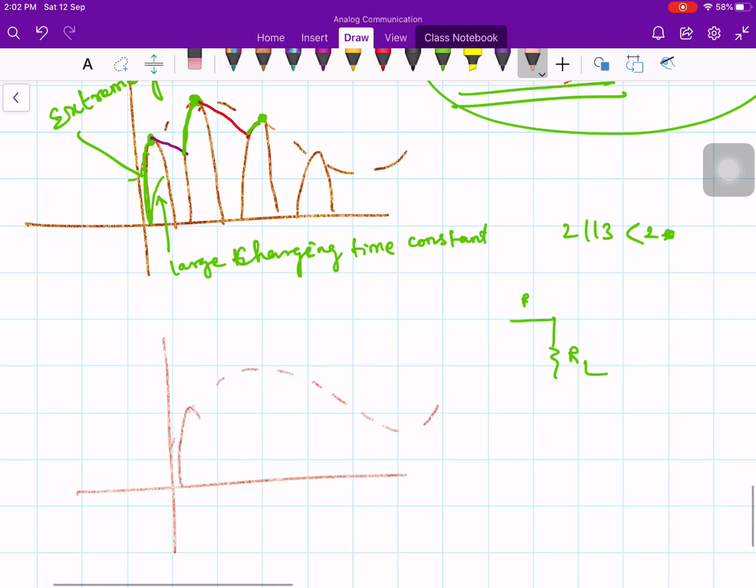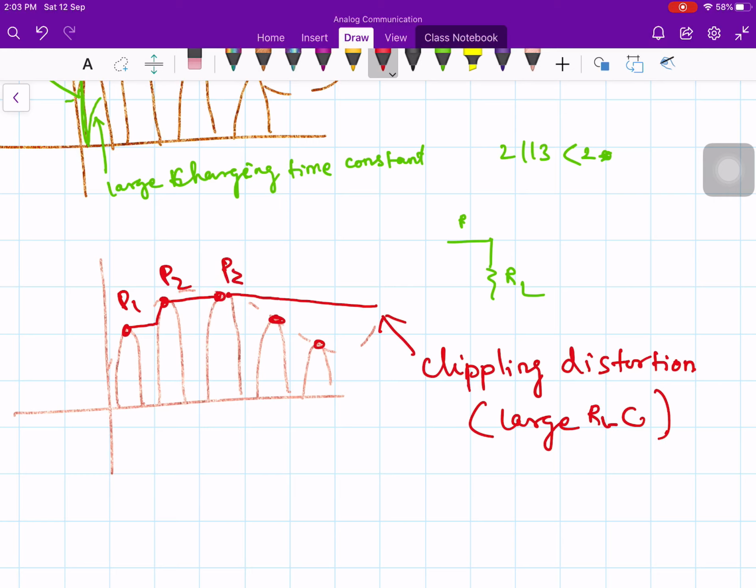Okay, this is called clipping distortion. If you choose a very large discharging time constant, then you will have something called clipping distortion. So this is due to the large discharging time constant, RLC. Let's say this is P1, P2, P3, P4 and P5. So therefore you miss P4 and P5 because you are discharging very slowly. Suppose your discharging time constant is very large, this is what will happen. Your capacitor will discharge very slowly.